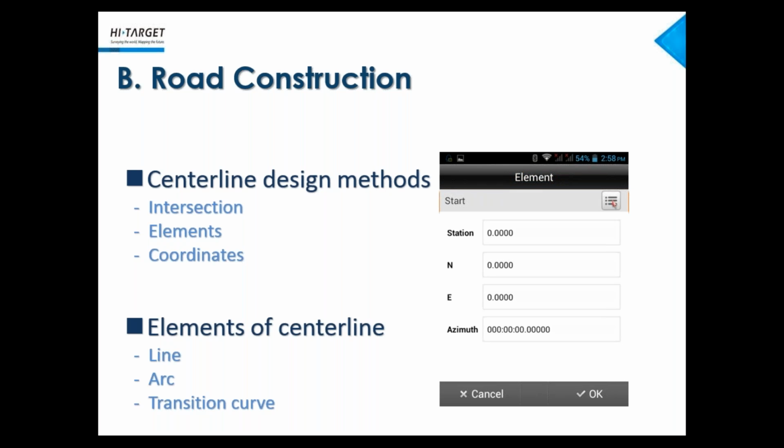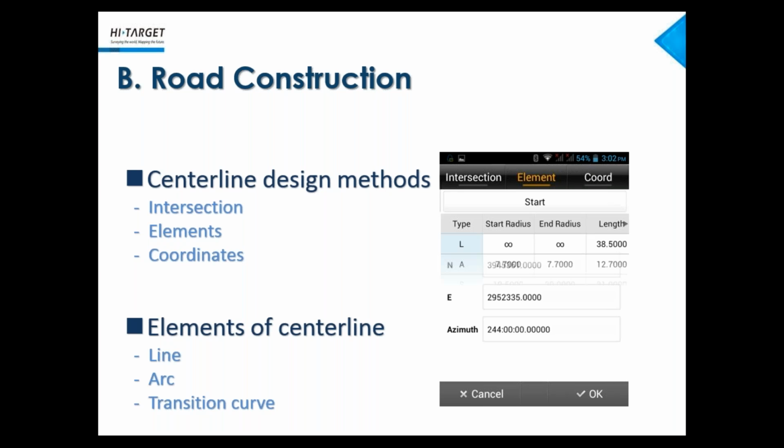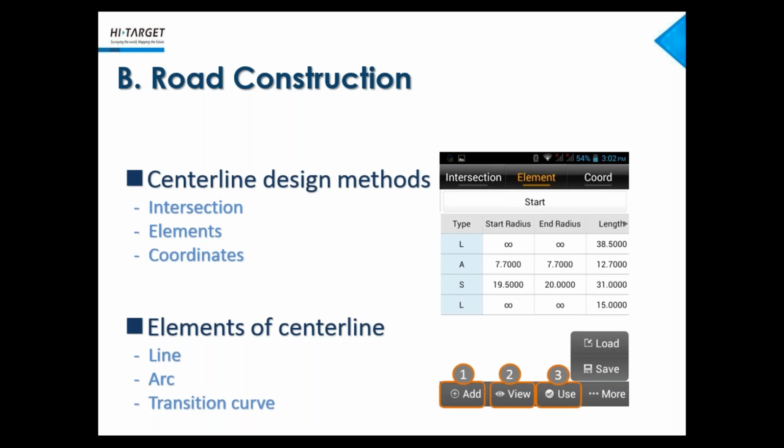Then we may find we need to give the station a number, the coordinates of this station, and give it an azimuth. So if you start with the line, then you can add another line, or add the arc, or add the transition curve. Then we can click the button View to preview the files which we have designed, to check whether we have made something wrong or it is correct.